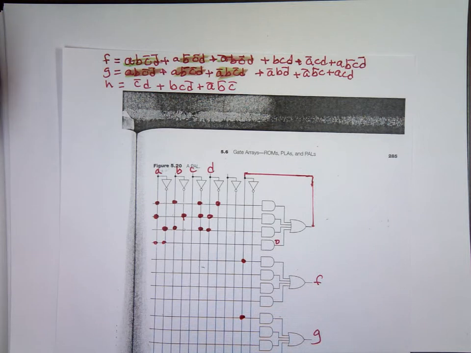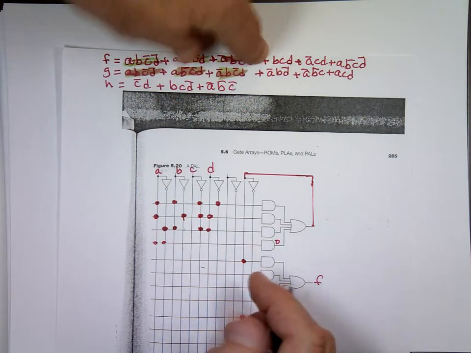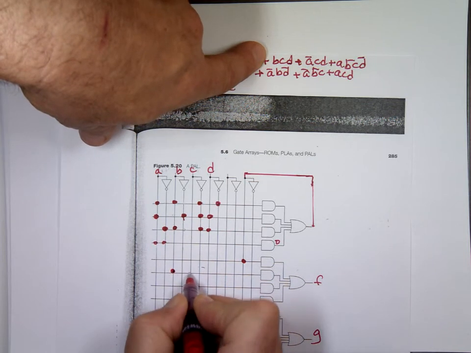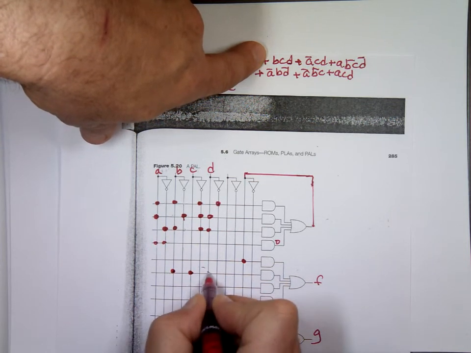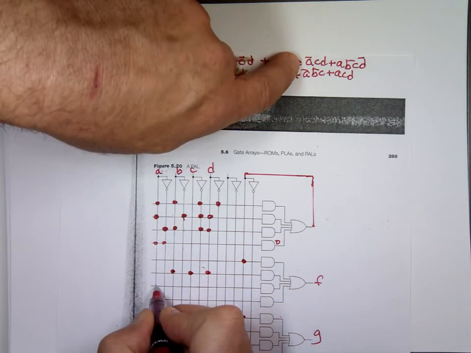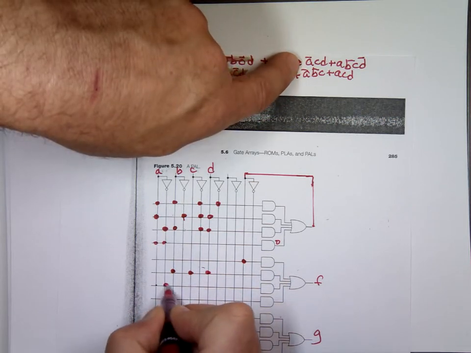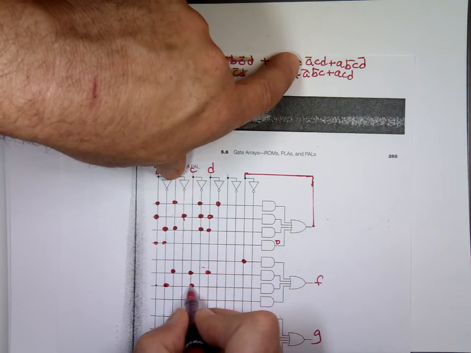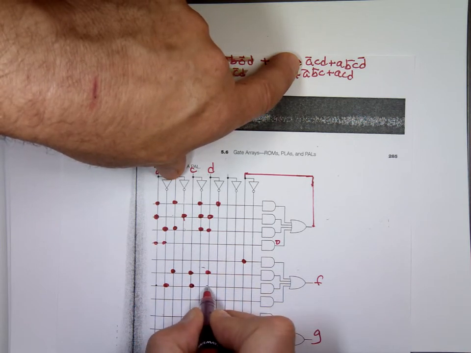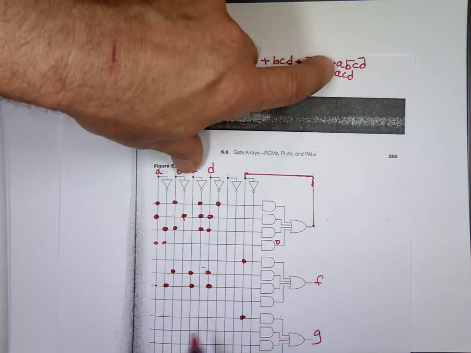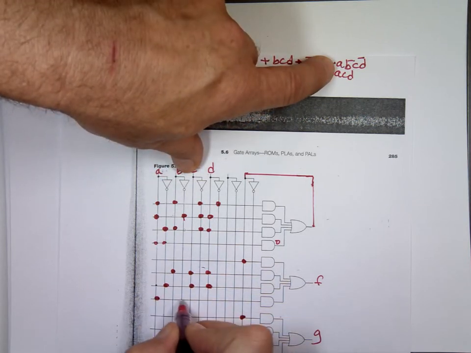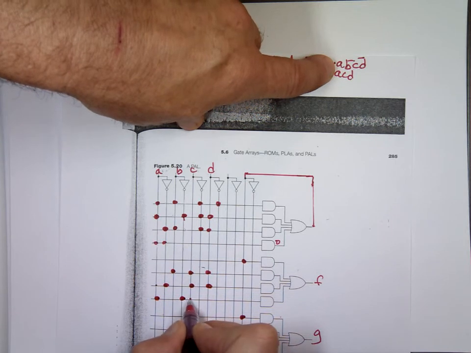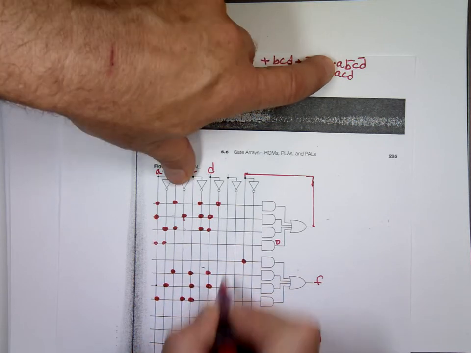B, C, and D. The next one, B, C, and D. The next one, A bar, C, and D. And the last one, A, B bar, C, and D bar. That's F.